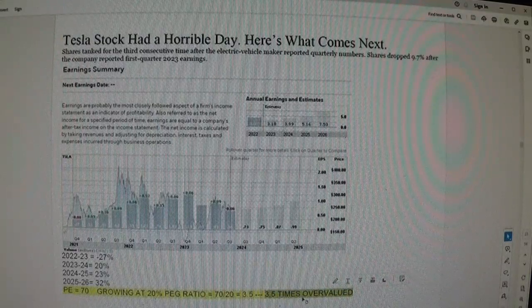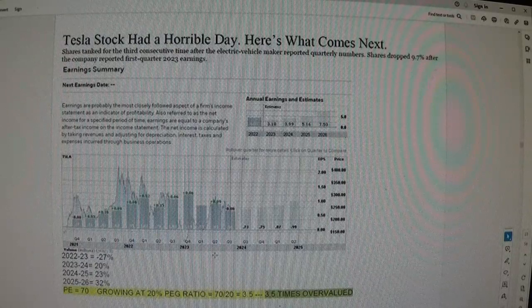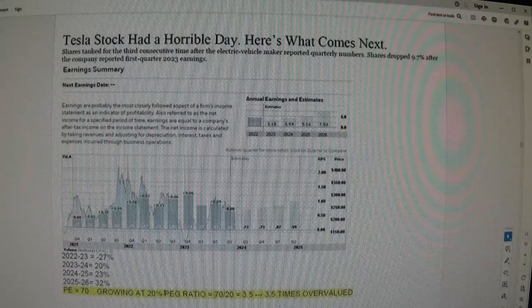But the one wild card with this company is Elon Musk might just say, we're adding SpaceX to this company, or he'll say, we're making a new robot that replaces workers, and that's a whole new business.